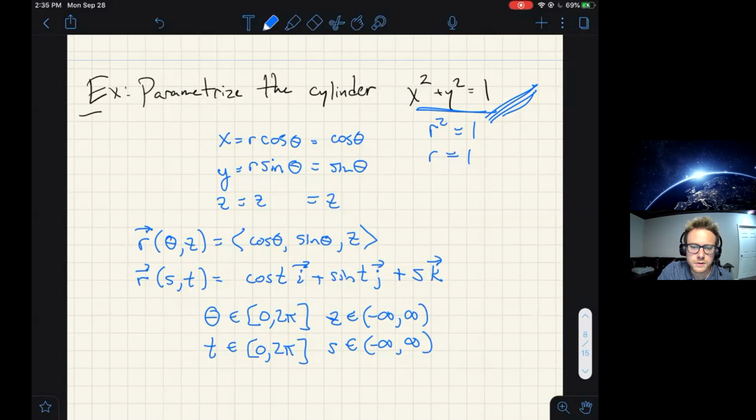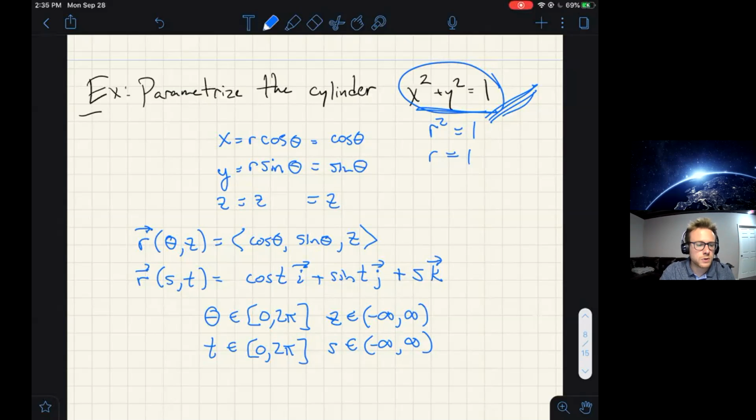This sphere cylinder. I guess maybe I should have skipped down. Why does r squared equal 1? So that's from our equation, right? We were given x squared plus y squared equals 1. So that was the surface we were told to parameterize.